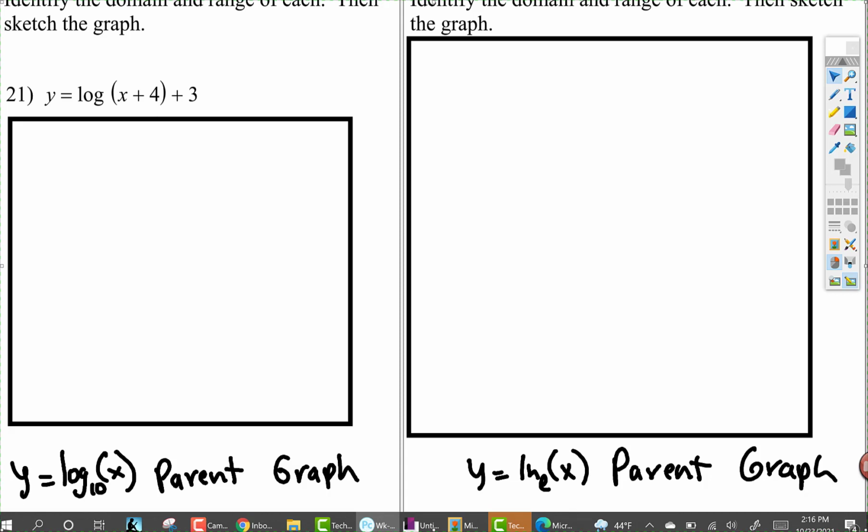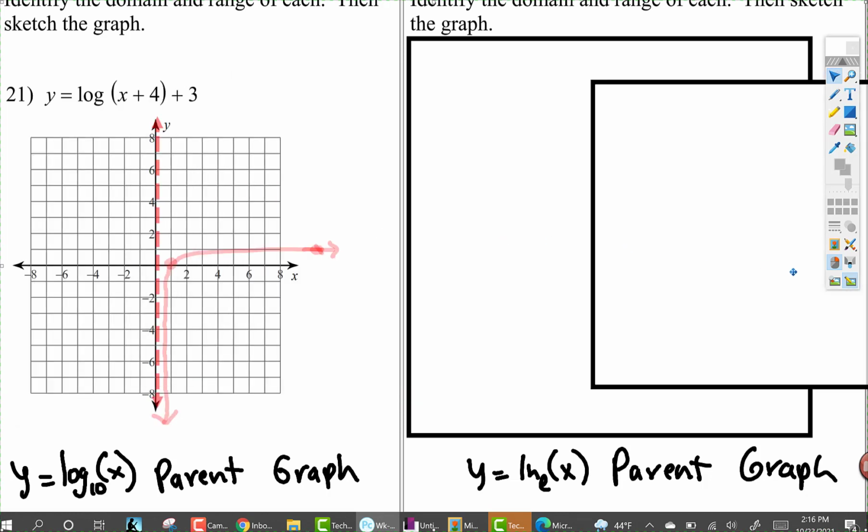Okay, now we're going to talk about graphing log graphs. The parent graph is just f of x equals log base 10 of x. And the parent graph for the base e is just ln. Its invisible base is e. For log, the invisible base is 10.